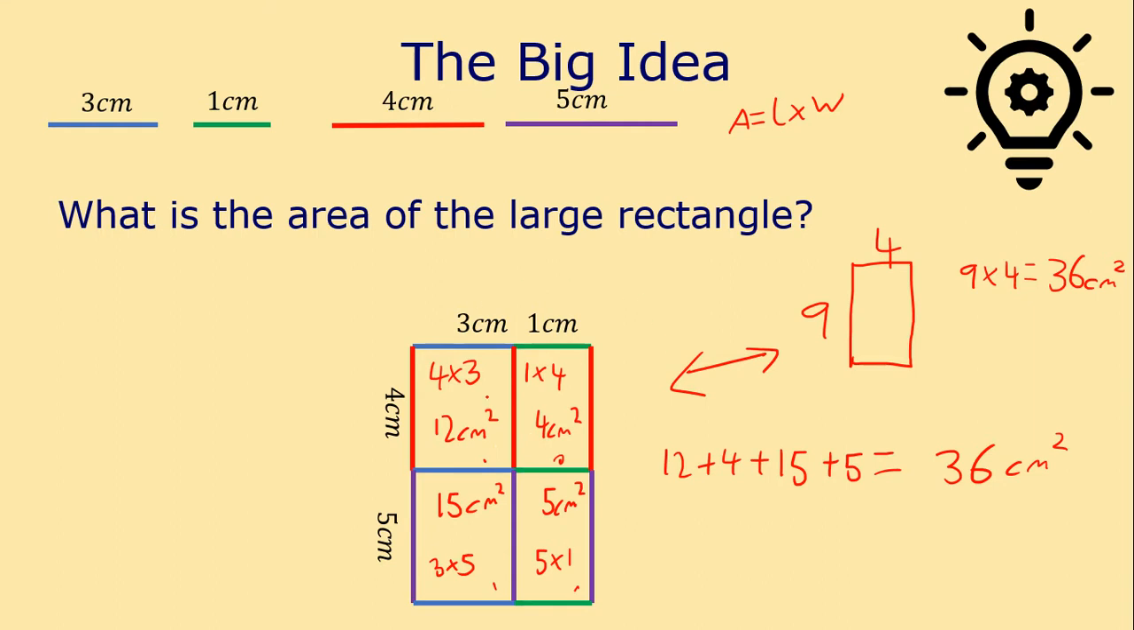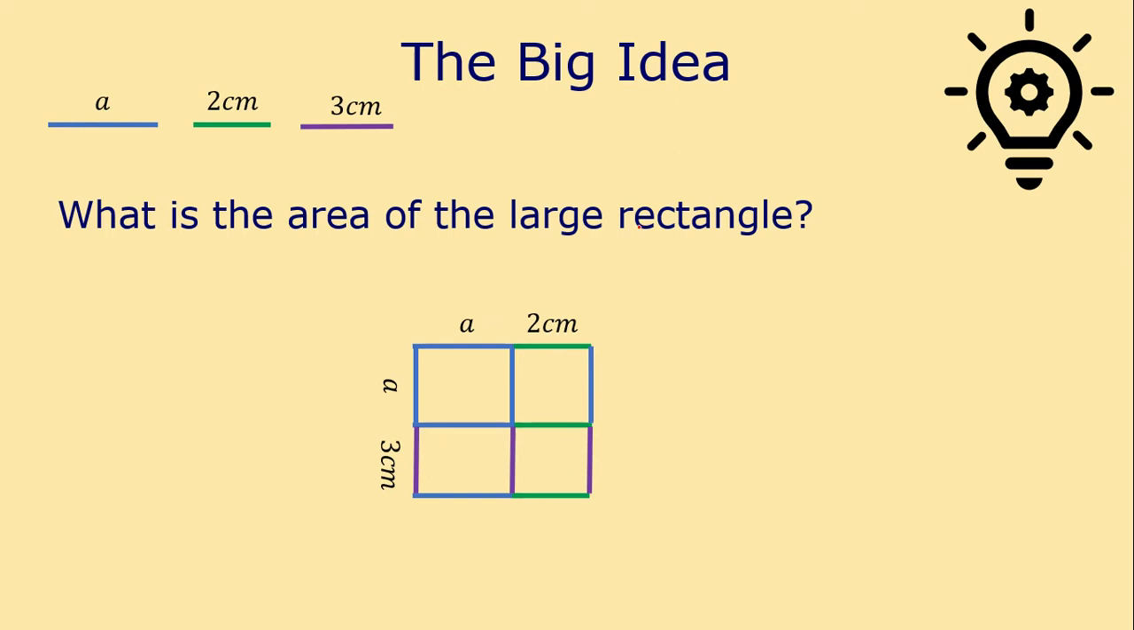Now we're going to use this to think about how we would deal with algebra. So if this wasn't 3 and 4, if it was a and 2 rather than numbers, how could we do this? Let's have a look. What is the area of this large rectangle? Let's be clear about what's happening here. The length at the top here is a plus 2, and we're timesing that by this length here, which is a plus 3.